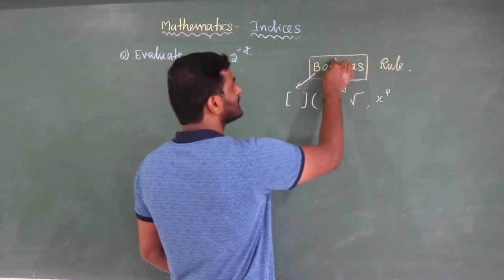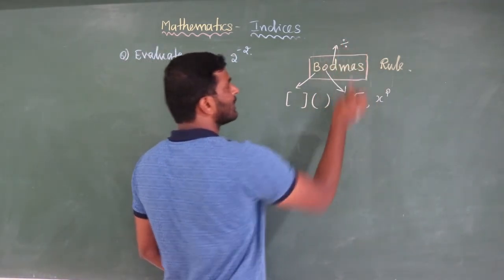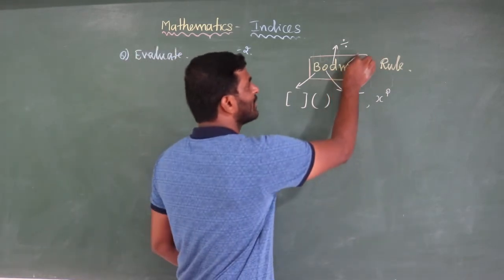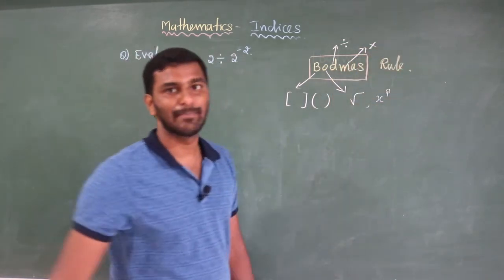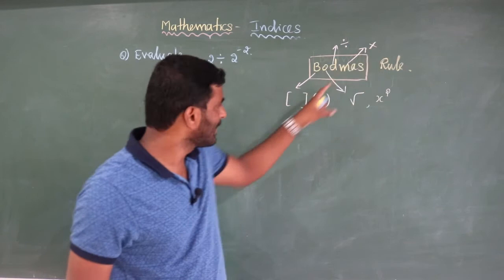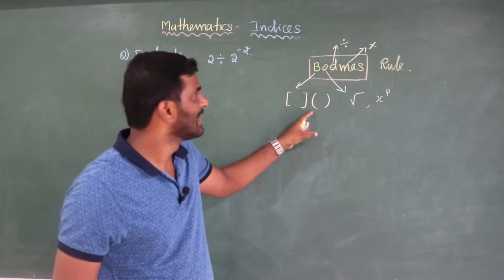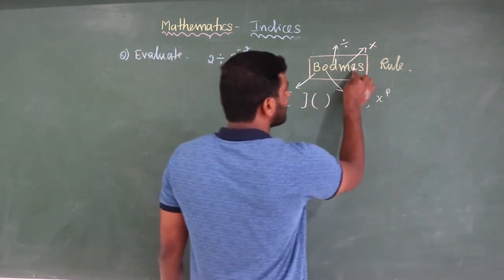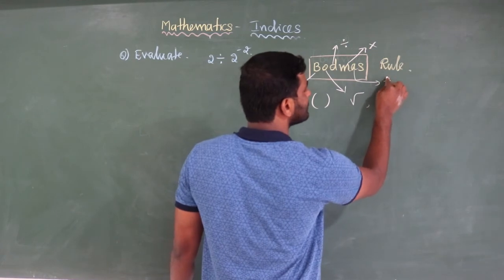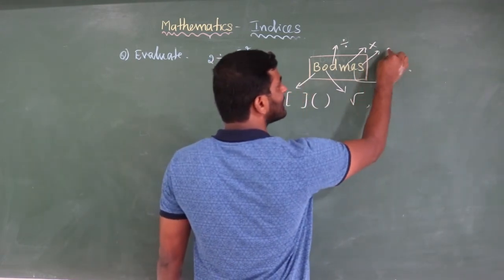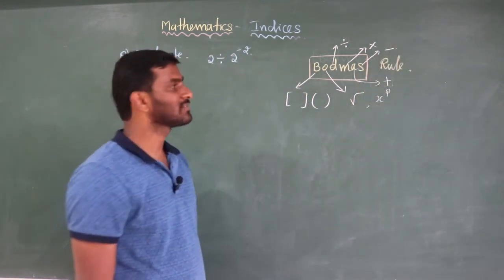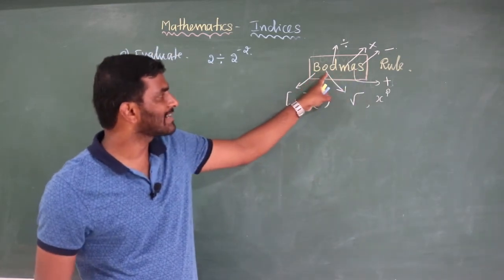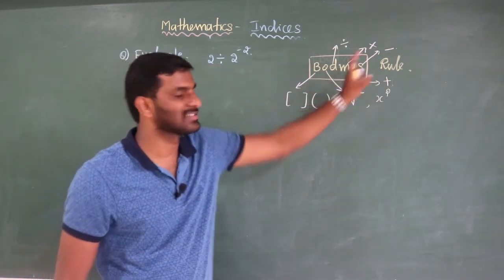And as you know, this is division, and this is multiplication. These two are the same, but we need to expand this one first. After that, multiplication. After that, addition. The last one is subtraction. Bracket, order, division, multiplication, addition and subtraction.